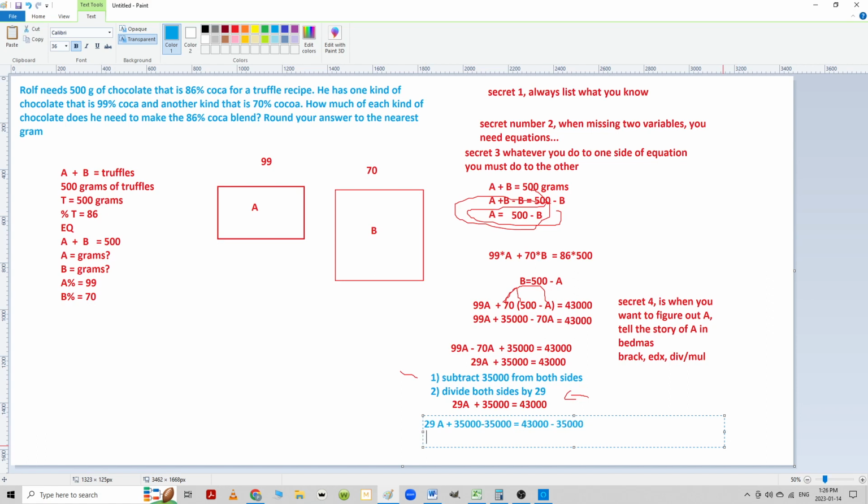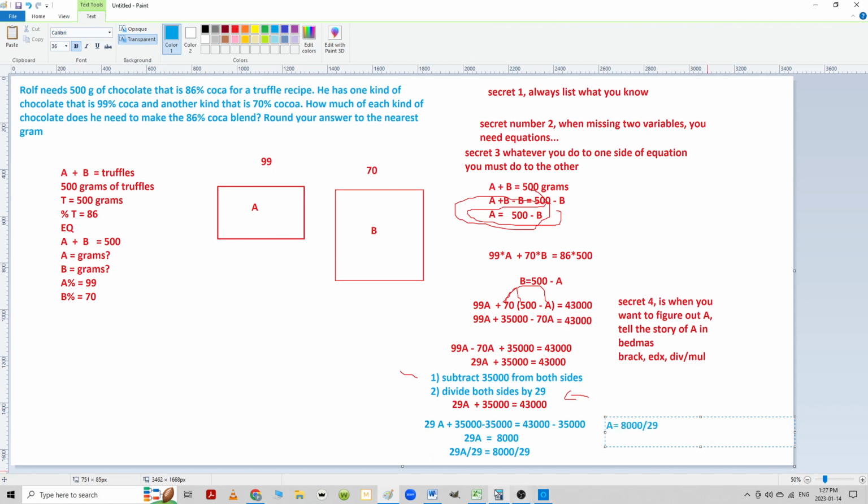We clearly see on the right side the 35,000 cancel. That was the whole point. And then on the left side, we're left with this. We next have to follow the next step. We're done step A. We divide both sides by 29. It's clear on the right that they cancel. So I'm left with A is going to be equal to 8,000 divided by 29.